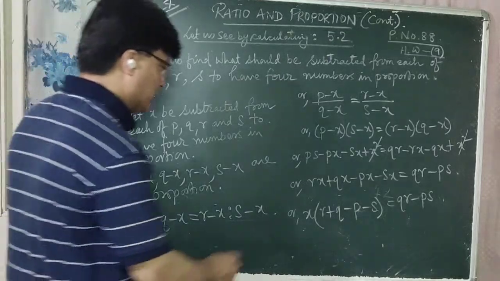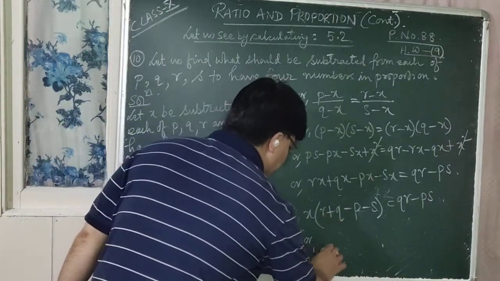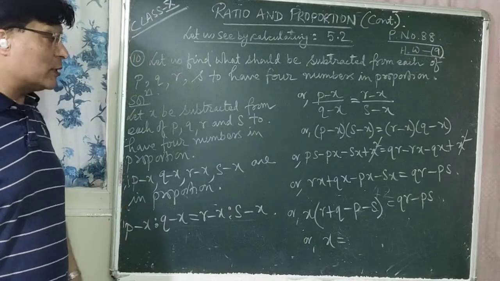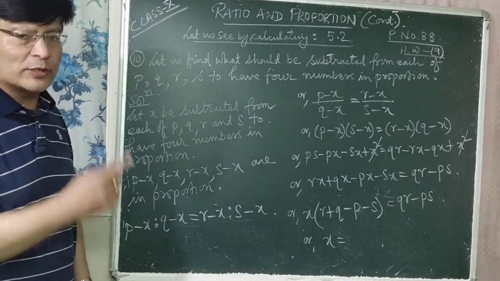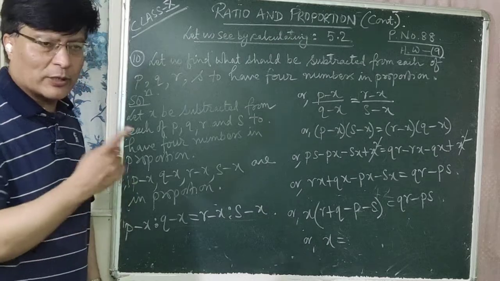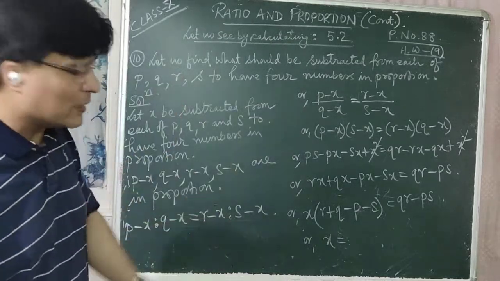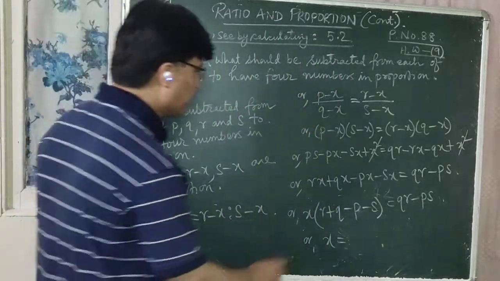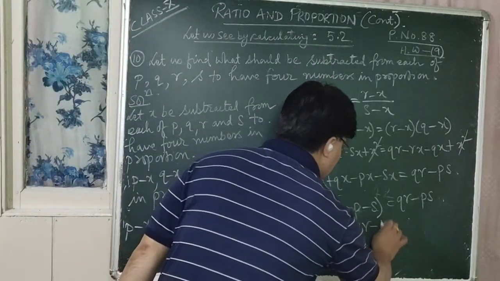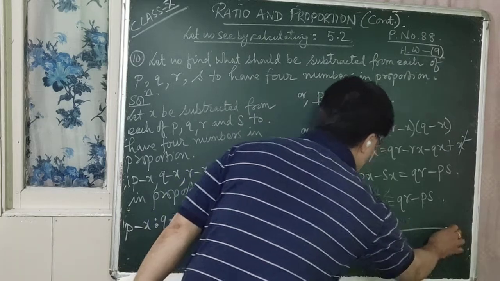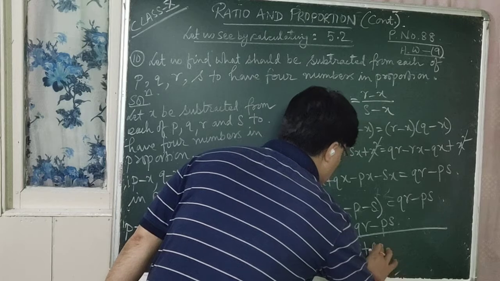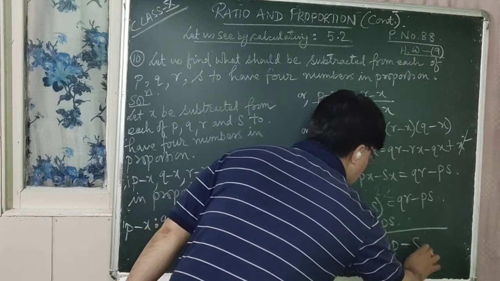Now we can get the value for x. So it is x into. Now the term within bracket R plus Q minus P minus S goes to the right hand side. So when it goes to the right hand side, you should write it in the denominator because it is x into is there, right? So QR minus PS whole divided by, in the denominator what do we write? This is R plus Q minus P minus S.